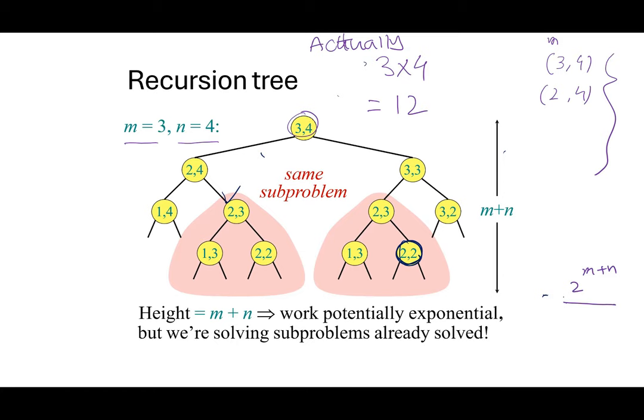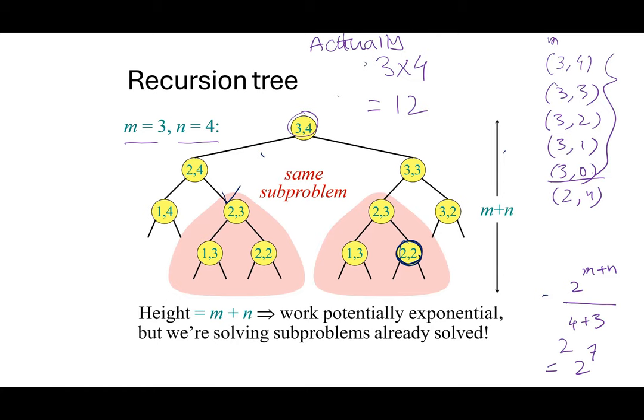But if I am trying to draw the tree, in that case it is 2 to the power 4 plus 3, 2 to the power 7. So this becomes like solving 2 to the power 7 problems. Instead, we could just solve 12 problems and save them somewhere, right? So we could just solve 3, 4, and then 3, 3, then 3, 2, 3, 1, something like that, 3, 0, and then 2, 4. We could just solve all these 12, or if you include 0, 16, instead of solving the problem 2 to the power 7 times, exponential times.